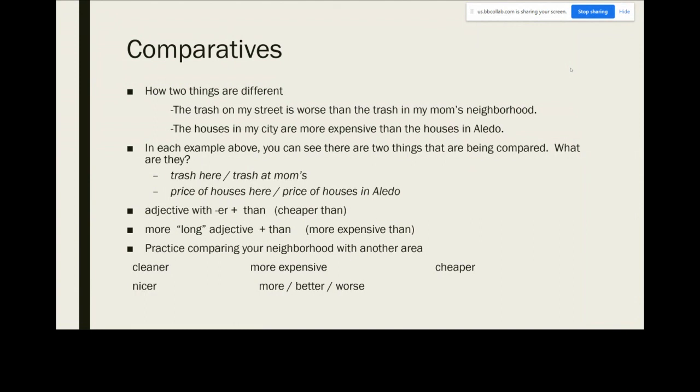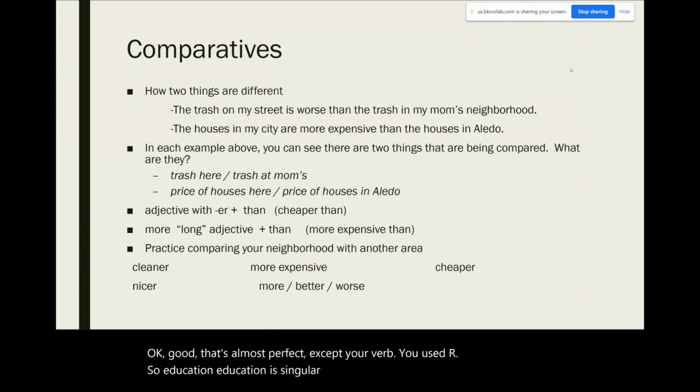Whenever you're ready. Do you guys want to try? Yes. I'm ready. Okay, go ahead, Alan. Okay, the education in the US are more expensive than the education in Mexico. Okay, good. That's almost perfect, except your verb, you used are. Education is singular, so we need to use is.